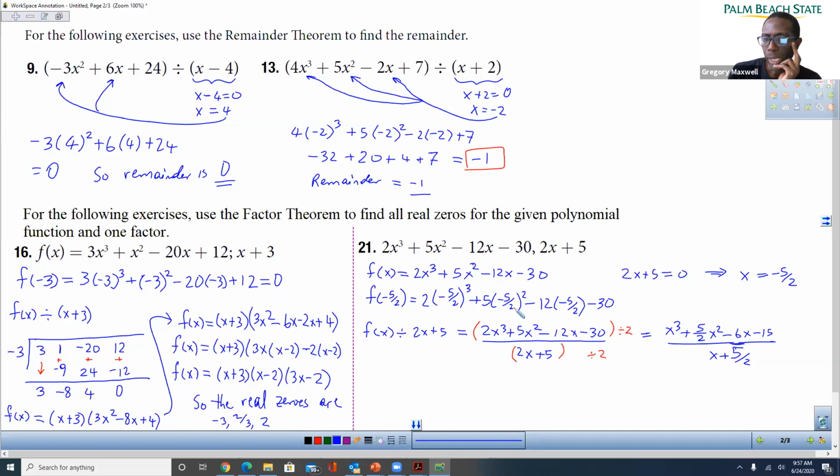So what I did was I needed this linear factor so that the coefficient of x is 1. So I divided the numerator and denominator by 2 so that the coefficient of x is 1. And then I'm going to use this modified expression. So now with the synthetic division, my coefficients are not 2, 5, negative 12, and negative 30. My coefficients are 1, 5 over 2, negative 6, and negative 15.